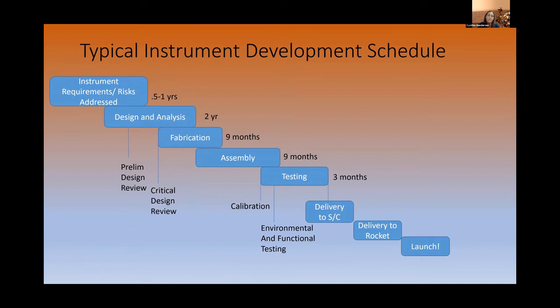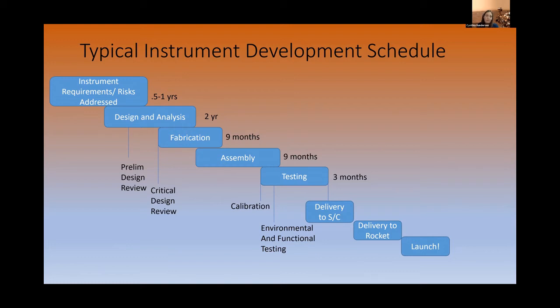So I wanted to throw up a typical instrument development schedule. It all starts with instrument requirements and any new technology type of subsystems that you have as part of the instrument development. So you need to address those as well right away if they're what they call low technical readiness, as you need to bring them up to a tested design as soon as possible.